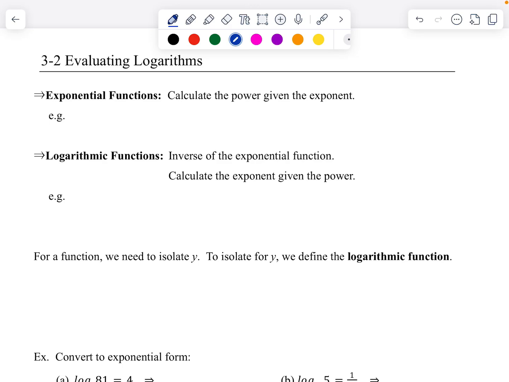So in this lesson, we're going to take a look at how we evaluate logarithms. So our first step is to figure out what is a logarithm, and then the second part of the note we'll look at how we actually evaluate them.